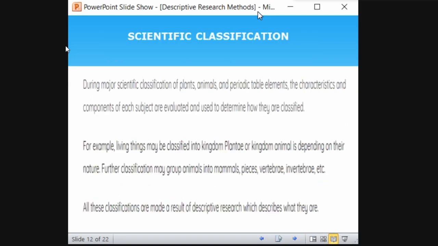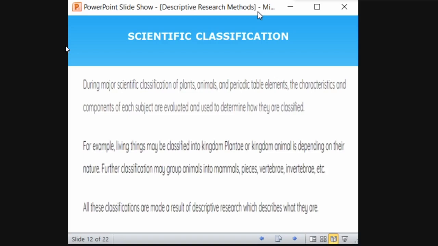So second is scientific classification. This is descriptive classification. In the major scientific classification of plants, animals, and periodic table elements, the characteristics and components of each subject are evaluated and used to determine how they are classified. For example, we, male and female, are classified as living things and human beings, right? So what are the characteristics, and how do we come under living beings and human beings? So this kind of determination is obtained.